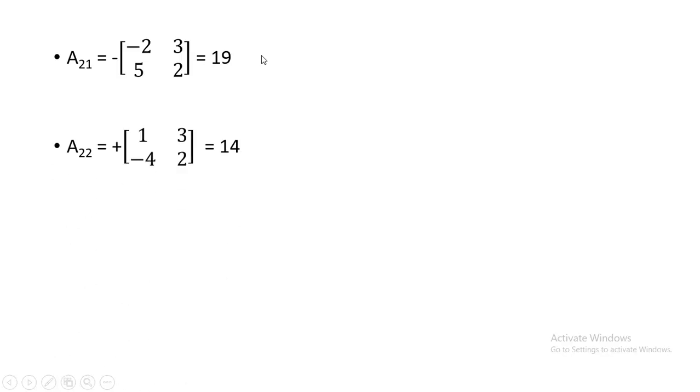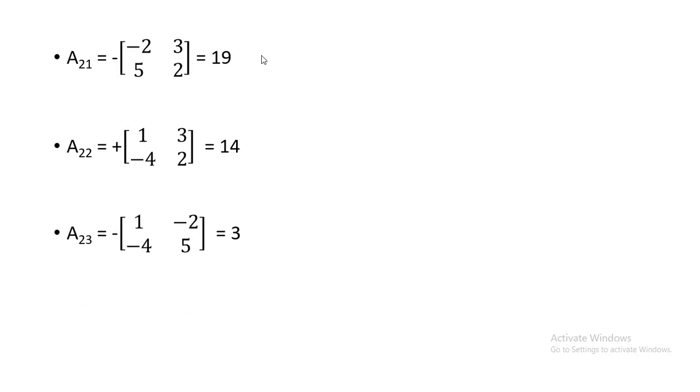Now for this A21, minus 2 into 2, that is minus 4. The sign in between will be minus. 3 5s are 15. Minus 4 minus 15 is minus 19, and this minus is also multiplied with this number, so minus into minus is plus. A22: 1 into 2 minus 3 into minus 4, that is minus 12. So 2 minus minus is plus, 2 plus 12 is 14. Plus into plus is plus.